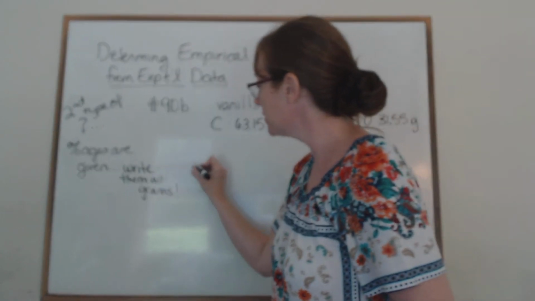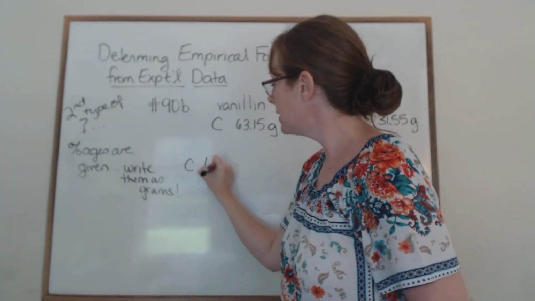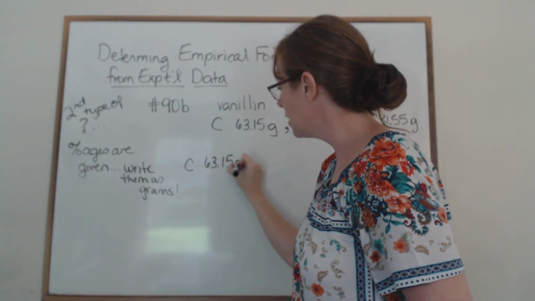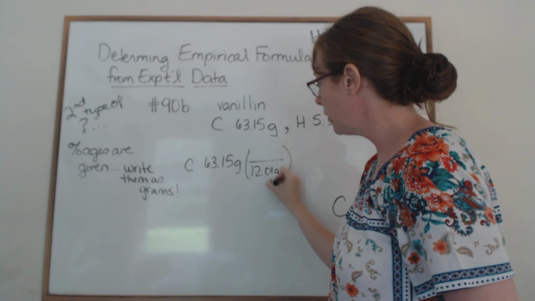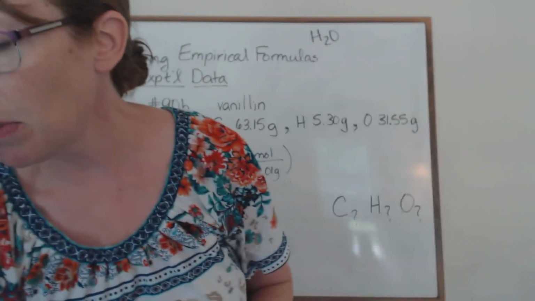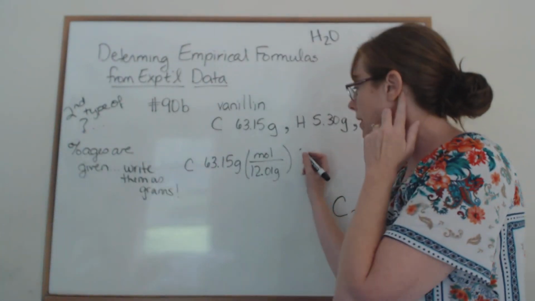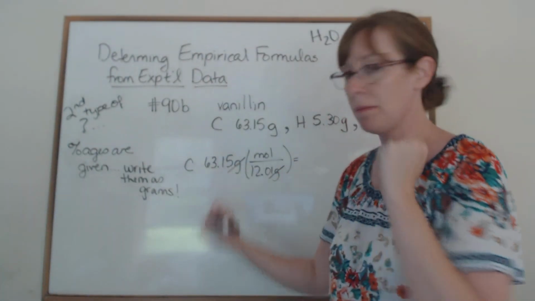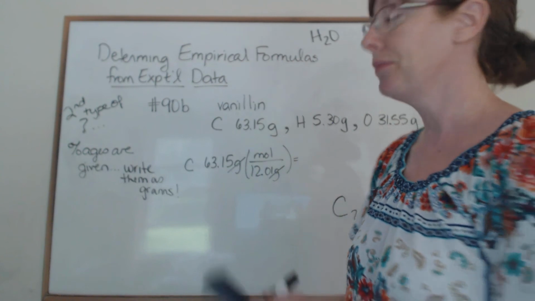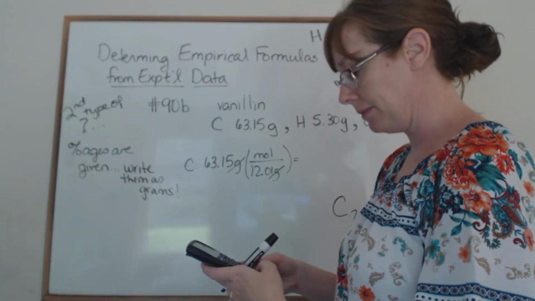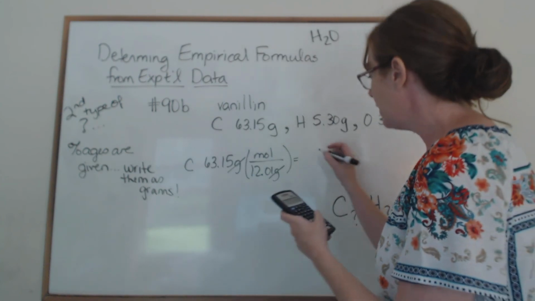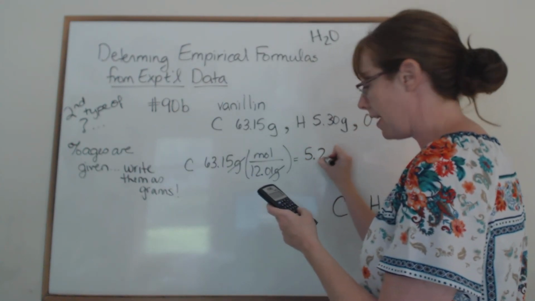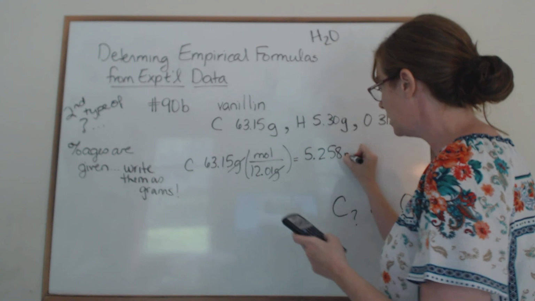Let's handle carbon first. Carbon is 63.15 grams. Let's figure out its moles. 12.01 grams per mole. You'll notice I've got some of these molar masses memorized. Some of them are so common that you'll have them memorized in no time. You're just going to use them a lot. So let's figure out how many moles that is. Once again, don't round too much, so 5.258 moles of carbon.